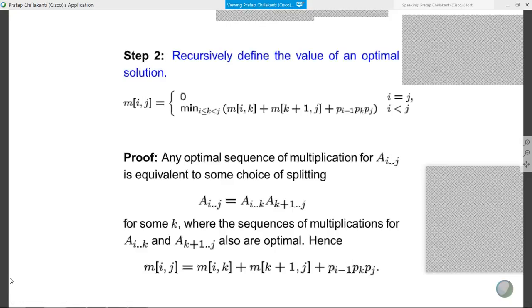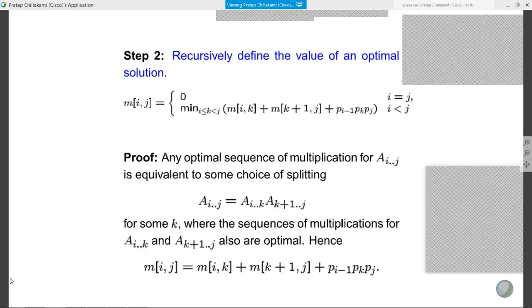So how do you put this together in terms of a formula? No need to memorize this formula. I'm showing it to you, but absolutely no need. I hope you're not asked to write formulas like this in an exam. At least in my classes in Berkeley, I don't ask them to write these things. But here is the formula. M i j is equal to 0 when i equals j. There is no need to multiply, because there's only one matrix. When i and j are the same, that means only one matrix, and there's nothing to multiply. So the number of multiplications required is 0. Got it?